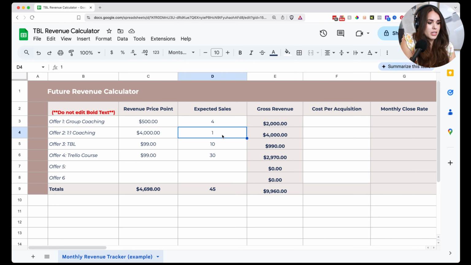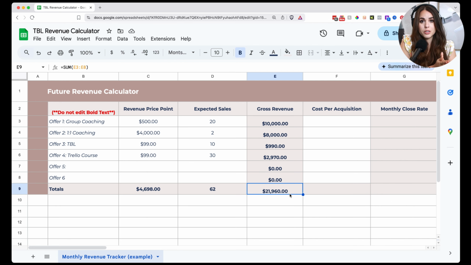I'm going to continue to play with these numbers and say, okay, maybe I have the bandwidth to take 2 one-on-one coaching clients at the most, right? Because that's going to really bump up my total. But I also really want to bump up my group coaching because I know that that gives me time leverage and I can help a lot more people. So let's say that I want to add 20 new people to group coaching. With those 2 adjustments, now I am at $21,960, hitting again that $20,000 a month price point.